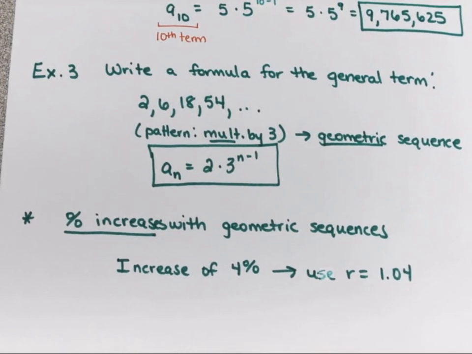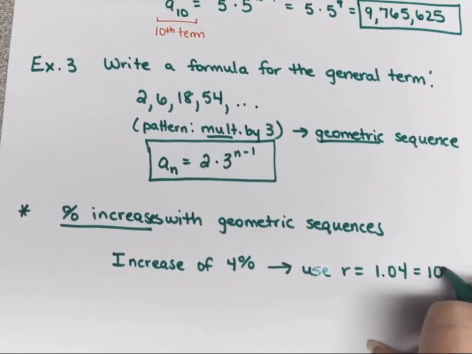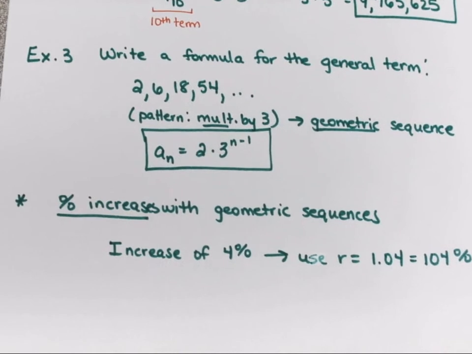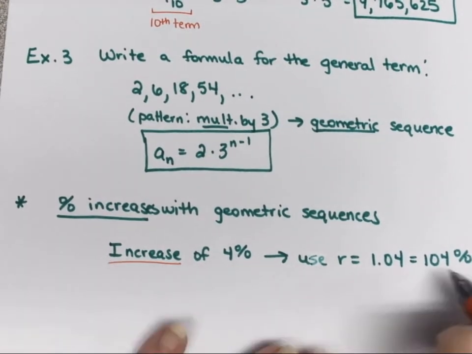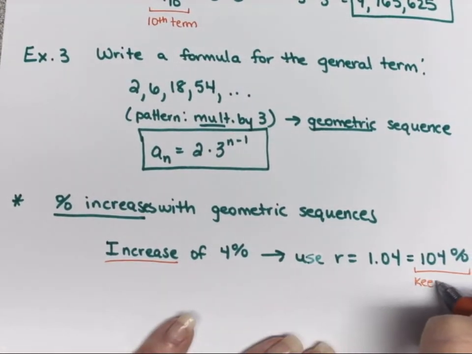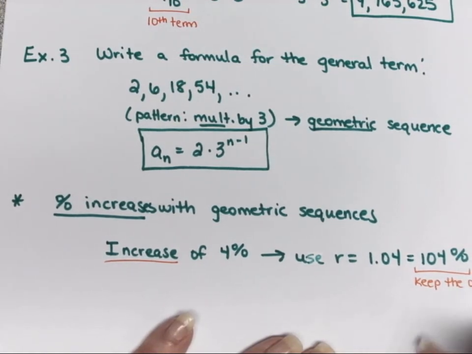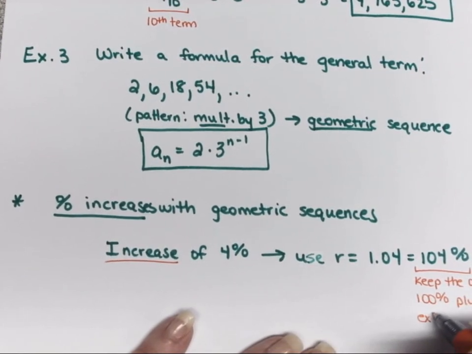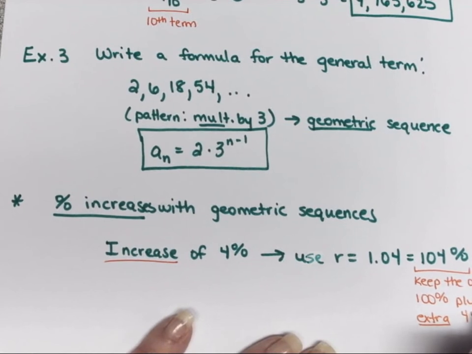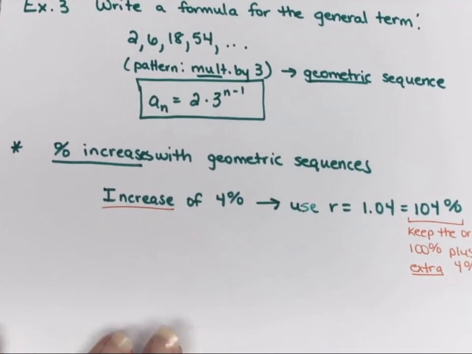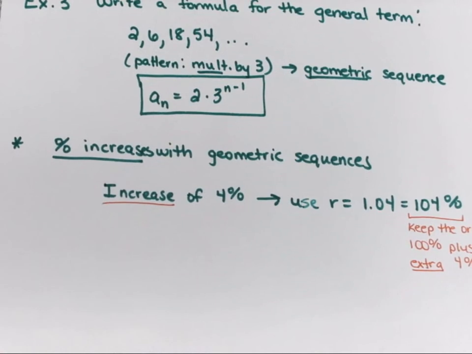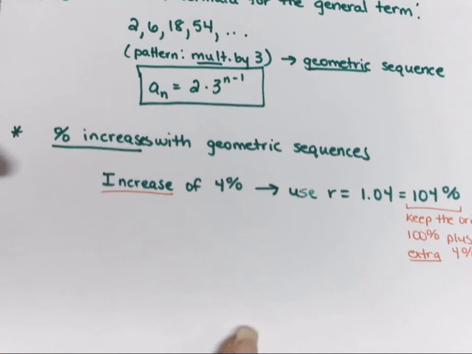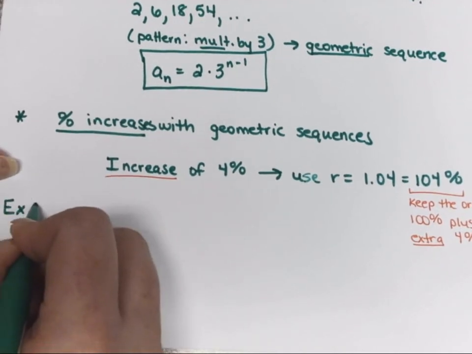The reason we're going to use 1.04 is that would be the same as 104%, right? And so an increase of 4% means keep the original 100%, and then add what to it? 4%, right? So keep the original 100%, plus an extra 4%. All right, so let's look at an example like that.